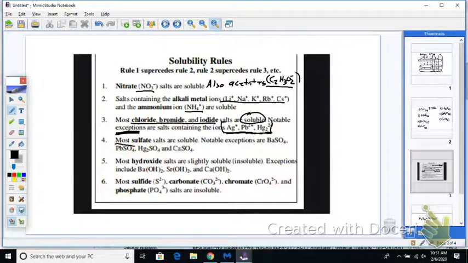Most sulfates are soluble. Okay, that means you write an AQ. But if you have them with barium, lead, mercury, or calcium, then you write a solid. Does that make sense?